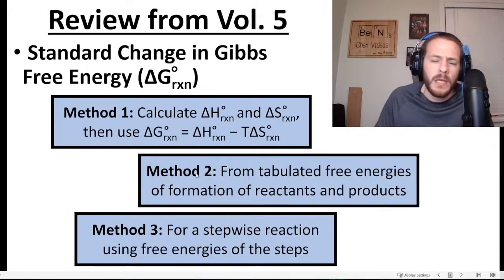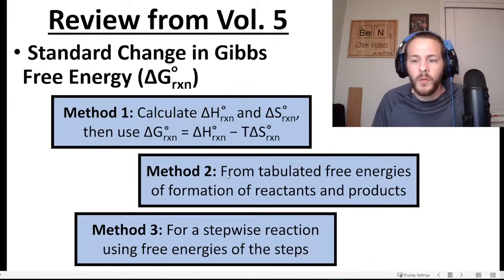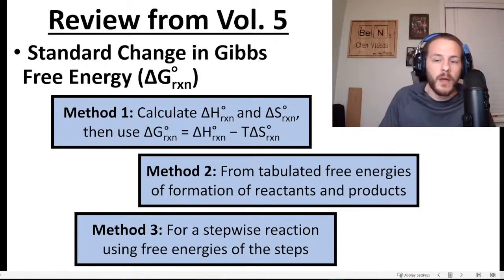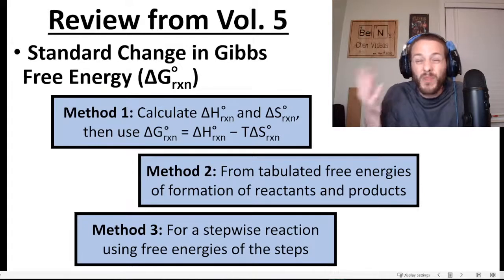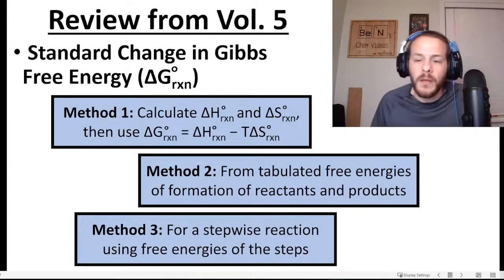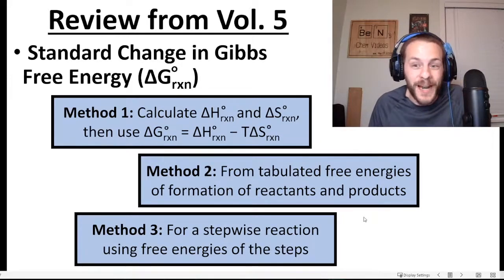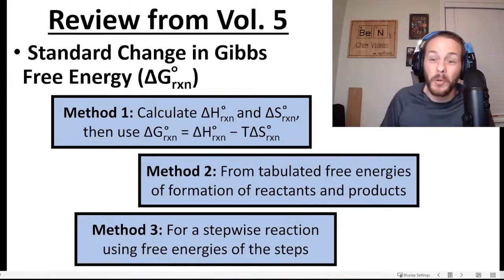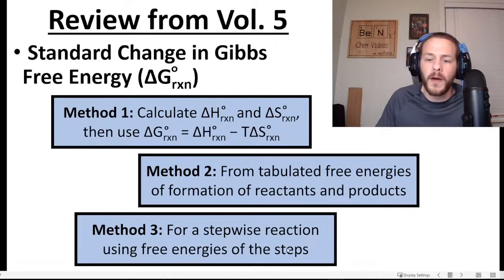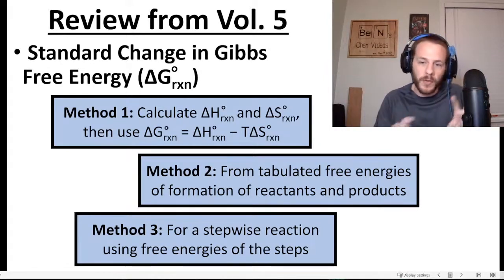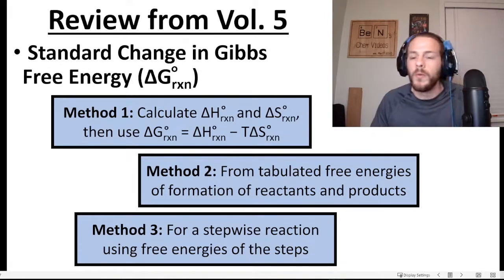The second method is to calculate the standard delta G using tabulated standard free energies of formation for the reactants and products, and we saw a nifty formula that actually quite closely resembled the formula for calculating the standard change in entropy for a reaction from tabulated standard molar entropies. So that's method 2. And then finally, method 3 applies to stepwise reactions that can be expressed as the sum of a series of smaller reactions. So we talked all about that.